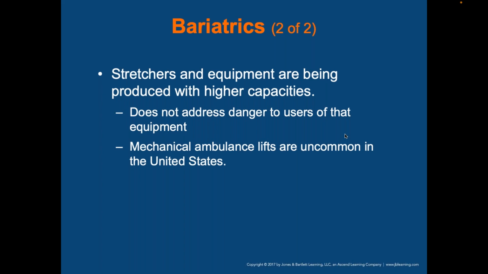But there are other special stretchers that are out there. There are wider stretchers so that they can fit. They have ramp and winch systems that go inside the ambulance that can be utilized as well.